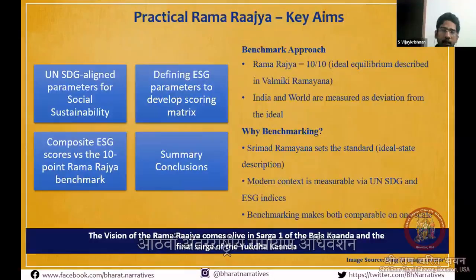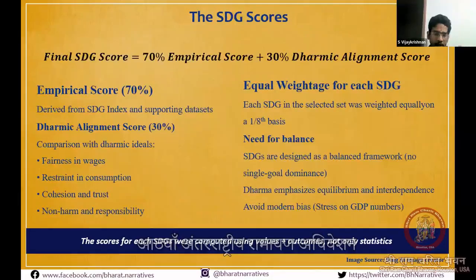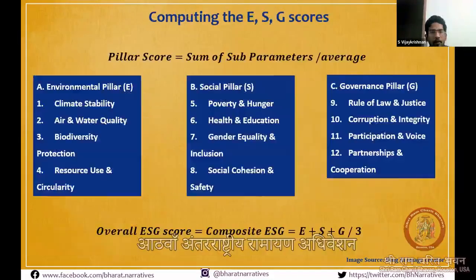Today, we have used the various United Nations Sustainable Development Goals to arrive at a score for social sustainability. We have looked at 8 SDGs specific to social sustainability, then moved on to a scoring model which combines the empirical score, which is fairness in wages, restraint in consumption, modern parameters, and looked at 30% qualitative parameters from the Ramayana instances. This gives us a scoring scale where we treat Ramarajya as a benchmark, not as a comparison. And then we compare it with the world as well as India on parameters such as governance, inequality, corruption, etc.